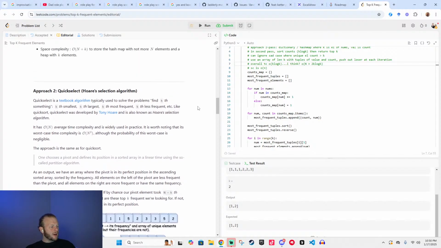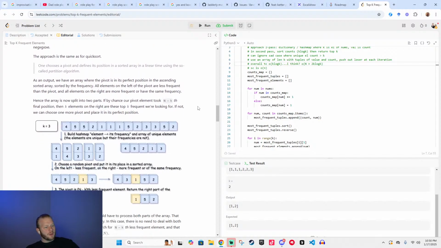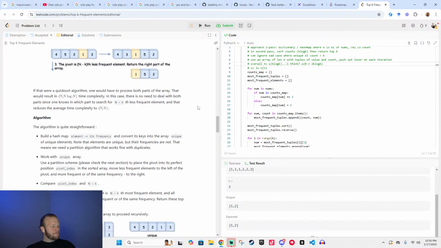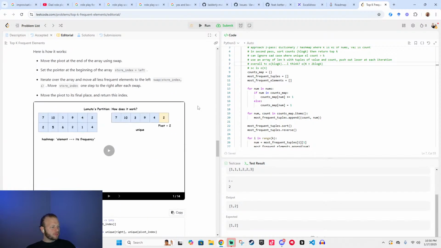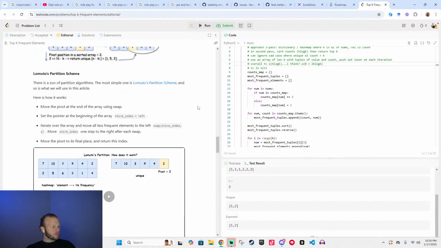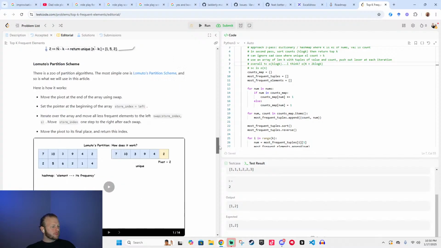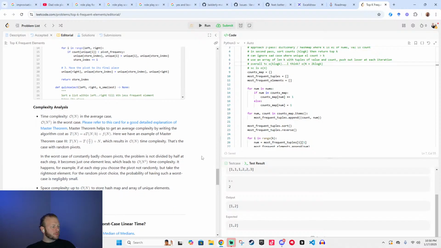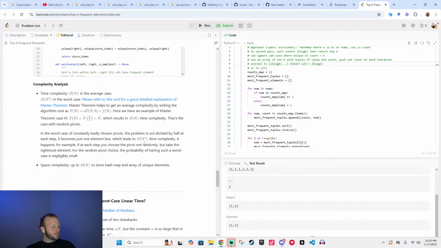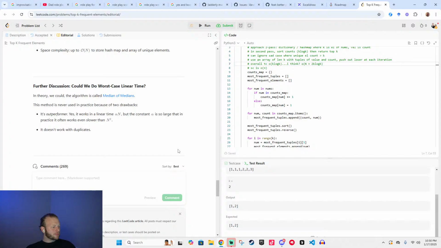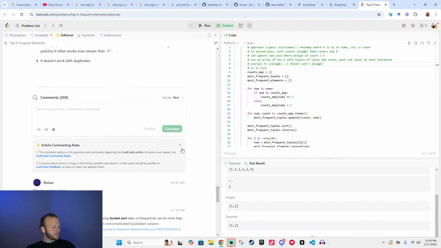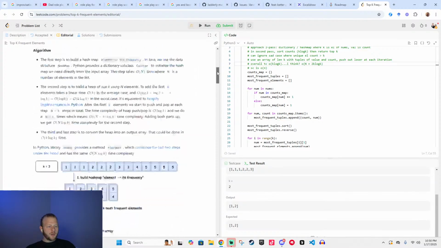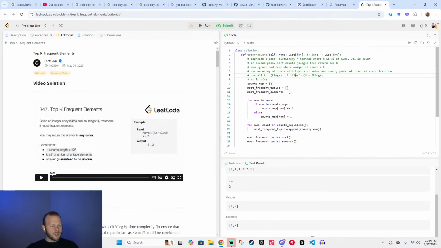They keep talking about the average time complexity. I'm talking about the worst case time complexity. Yeah, I don't understand the complexity analysis. Let me submit my solution.